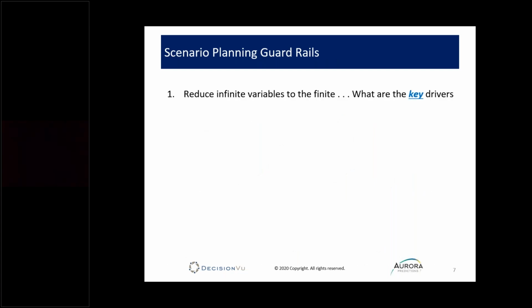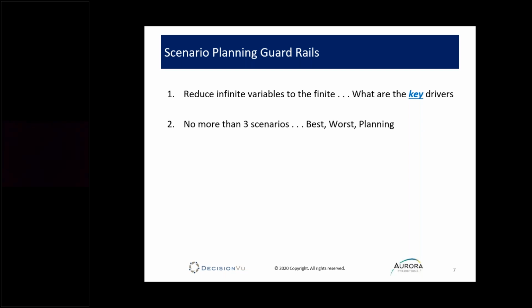So some guardrails on scenario planning. First, you have to reduce the infinite variables to the finite. What are the key drivers? For example, if you're a retail store that sells women's clothing, you don't need to know about the price of pork bellies in China. You need to understand what are the key drivers of your business, and they're not an infinite number, they're a finite number.